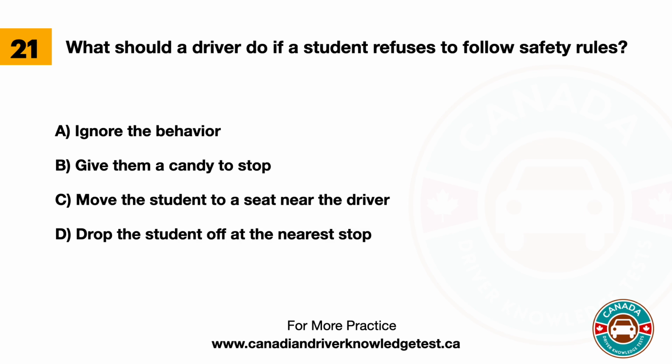Question 21. What should a driver do if a student refuses to follow safety rules? A. Ignore the behavior. B. Give them a candy to stop. C. Move the student to a seat near the driver. D. Drop the student off at the nearest stop. The answer is C. Move the student to a seat near the driver.